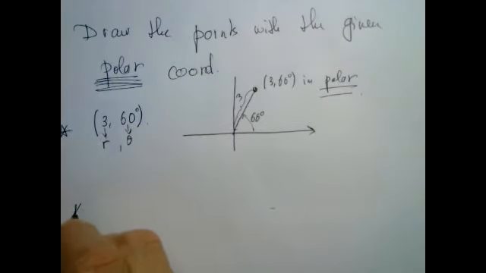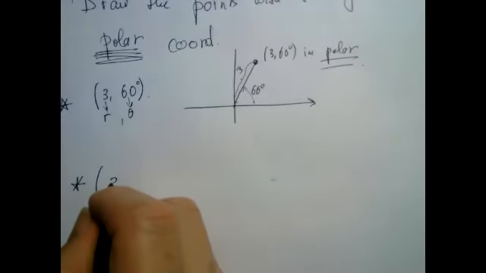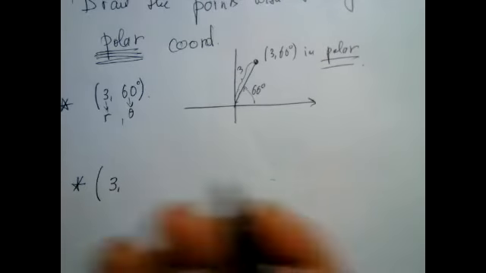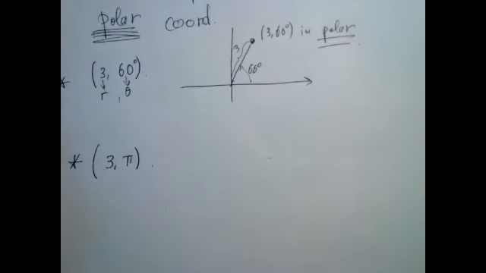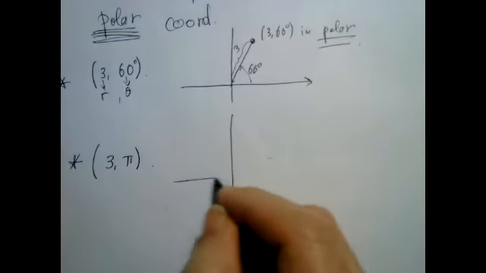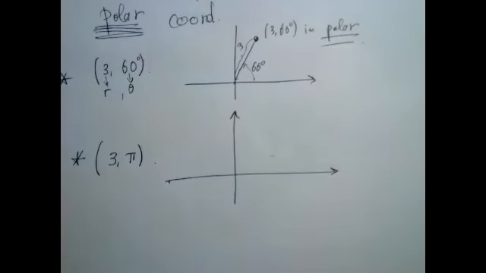So I'm going to take another one. Suppose I tell you draw the following point: (3, π). Where is this point going to be quickly? Okay, now back to you. If I want to draw it, where is this point going to be? Either write on chat or speak.